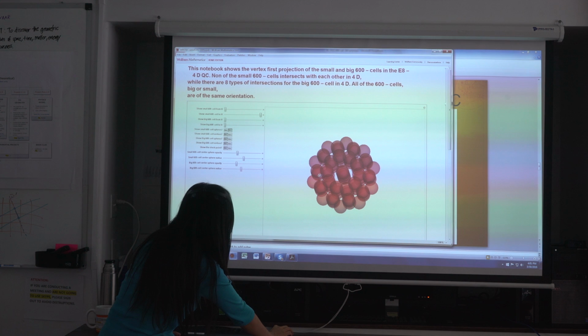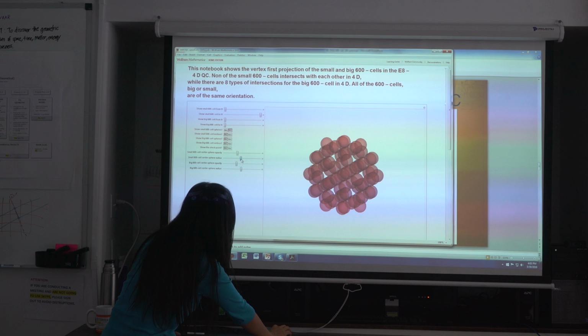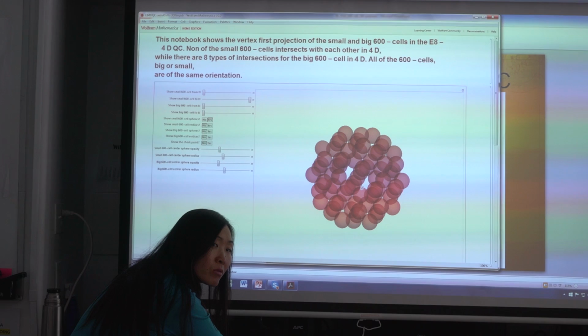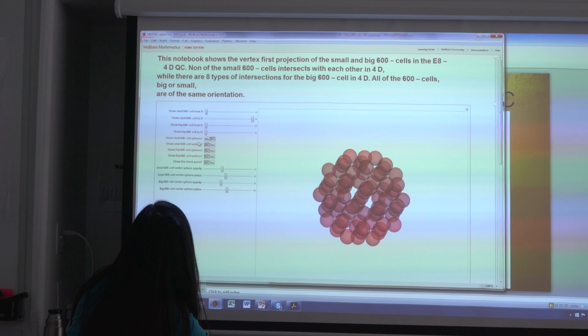So these are the 600 smaller 600 cells, Dugan especially for you, in the four-dimensional quasicrystal. They don't really intersect with each other. Okay? The 600 cells? The small ones. Right, the small 600 cells. And then the big ones. If you see the big 600 cells, I didn't show the big 600 cell, and then they actually intersect with each other.